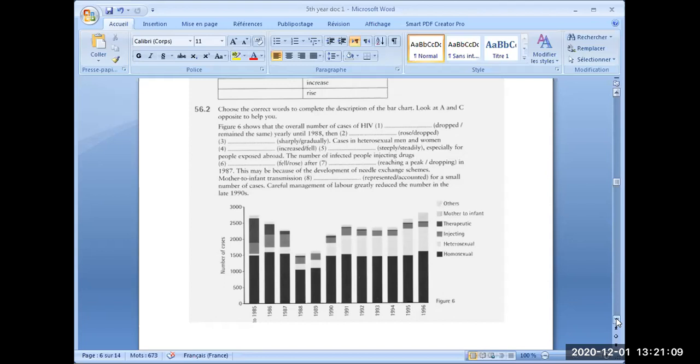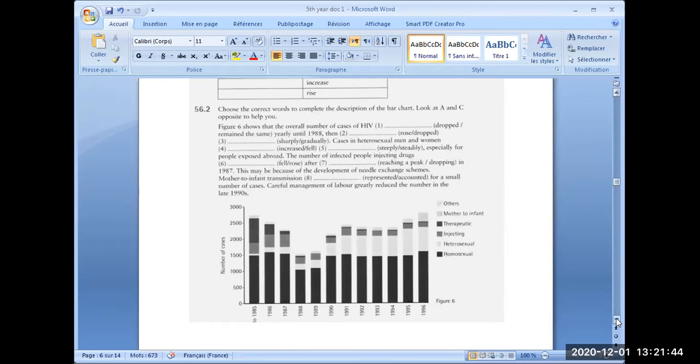Hajar. Cases in heterosexual men and women, people exposed abroad. No, people, sorry, am I skipping a line? Yes, men and women, yes. Number 4. This is number 4. No, increased, according to the chart. It increased steadily, the adverb.